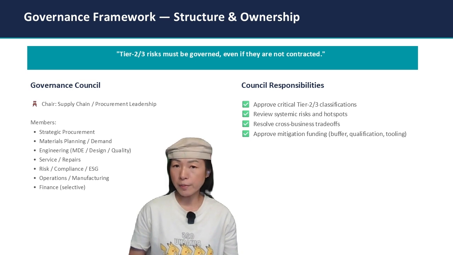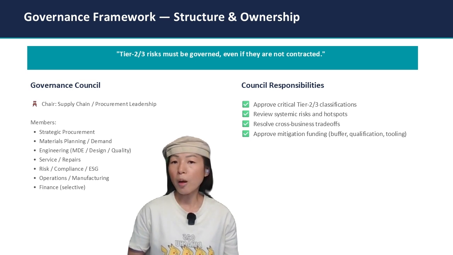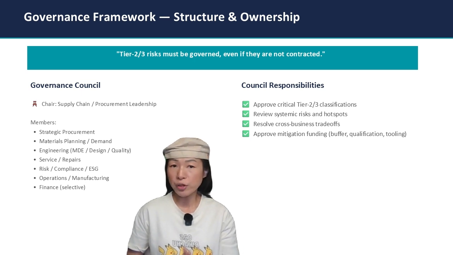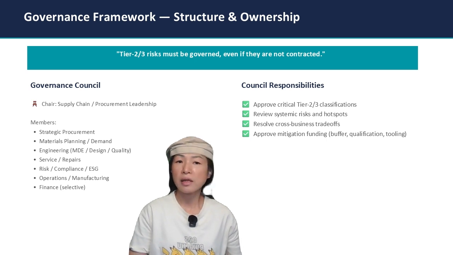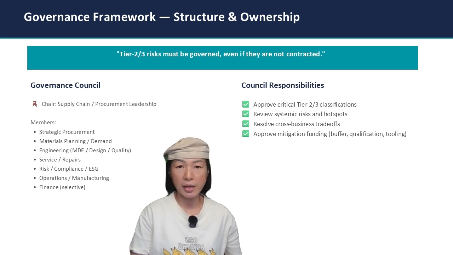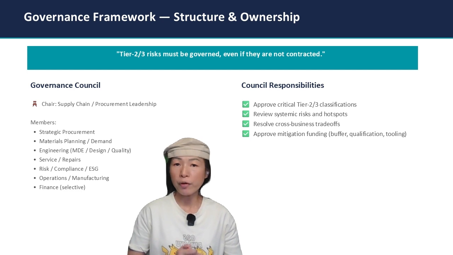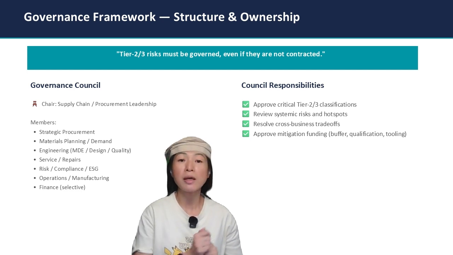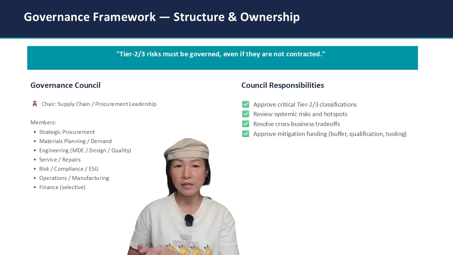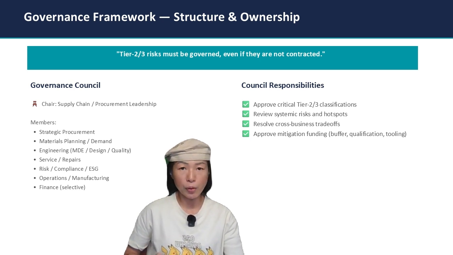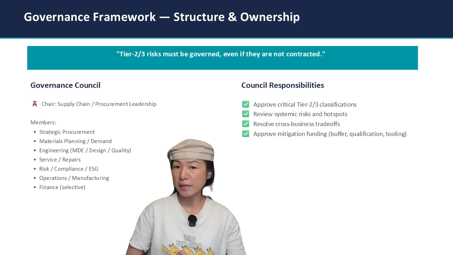Governance is where visibility turns into action. The core principle is simple but powerful. Tier 2, Tier 3 risks must be governed even if they are not contracted. The Governance Council is chaired by supply chain or procurement leadership with cross-functional representation spanning engineering, operations, compliance, finance, and service. This is not a procurement-only exercise. Every function has skin in the game.